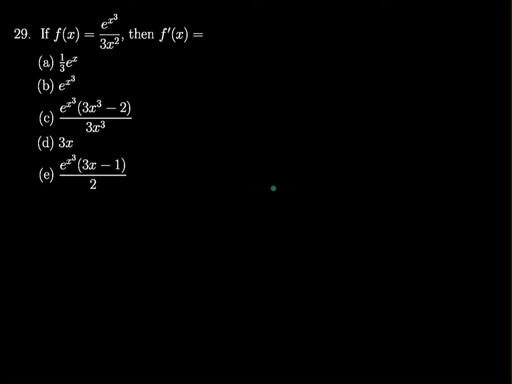Alright, problem 29. If f of x equals e to the x cubed divided by 3x squared, then f prime of x equals which of the following? And we have calculators on this, but that's not going to help me for any of these because I don't actually evaluate any of these for any specific value. So let's just proceed as we normally would.